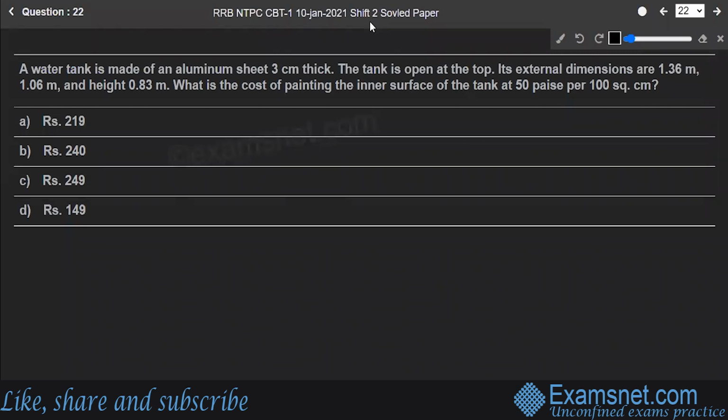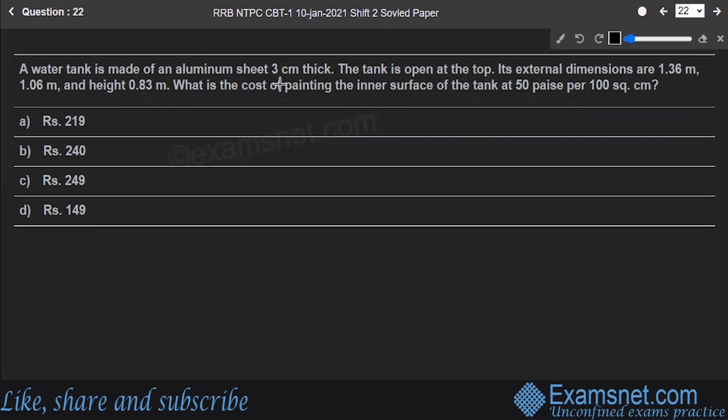Question number 22. A water tank is made up of aluminium sheet, which is 3 centimeter thick. Tank is open at the top. External dimensions are this, and height is this. What is the cost of painting the inner surface of the tank at 50 paise per 100 square centimeter?